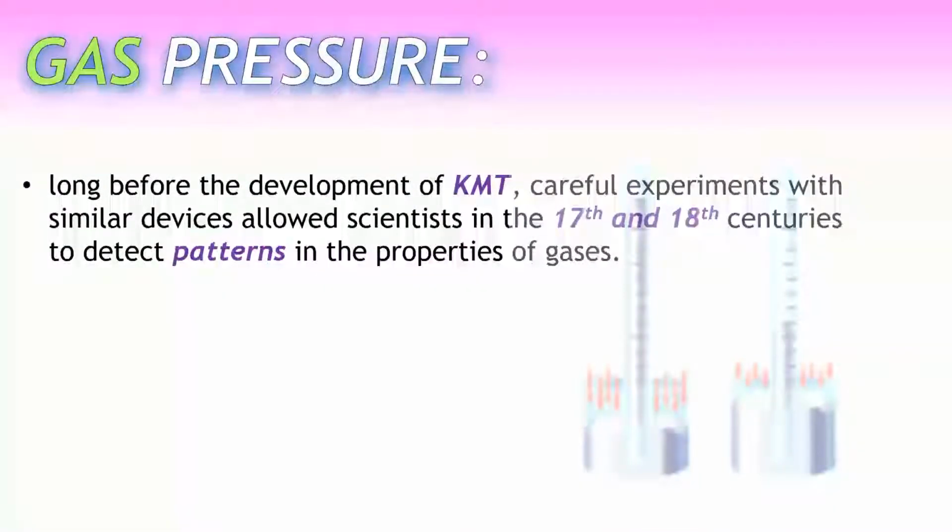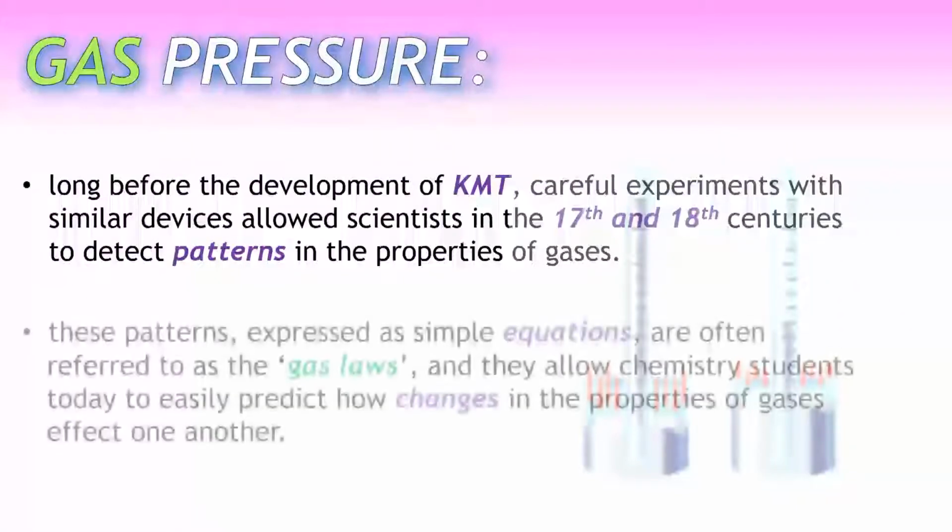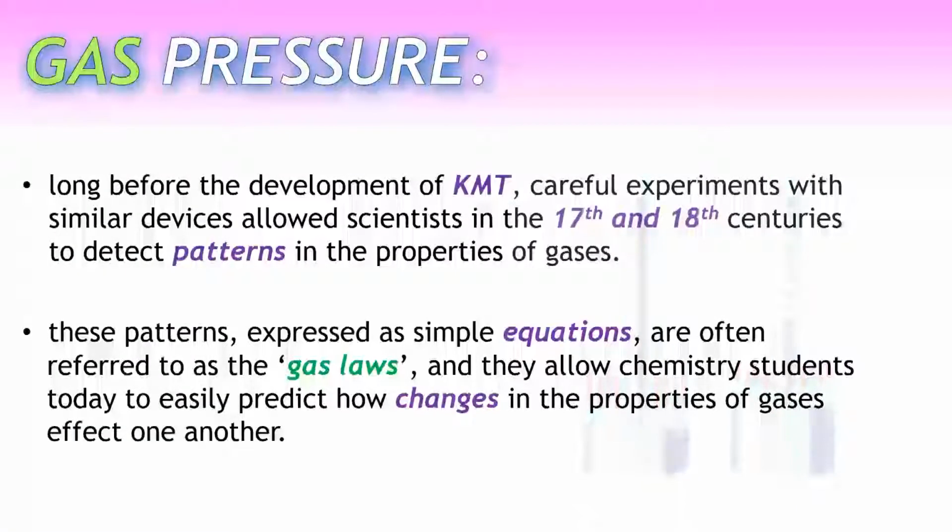Now, long before the development of kinetic molecular theory, careful experiments with devices similar to the barometer I just described allowed scientists very early on, in the 17th and 18th centuries, before Robert Brown, before Albert Einstein, to detect patterns in the properties of gases. These patterns, expressed as simple equations, are often referred to as the gas laws, and they allow chemistry students today to easily predict how changes in the properties of gases affect one another.